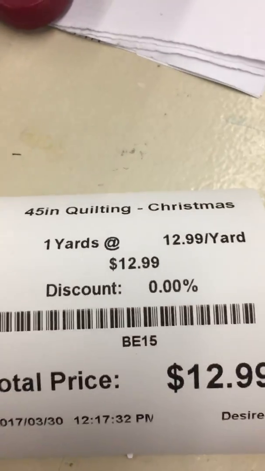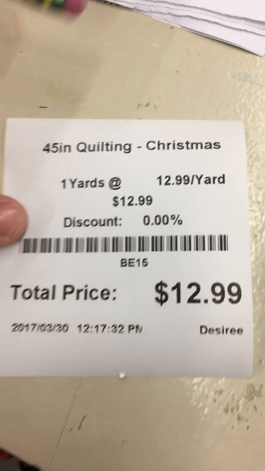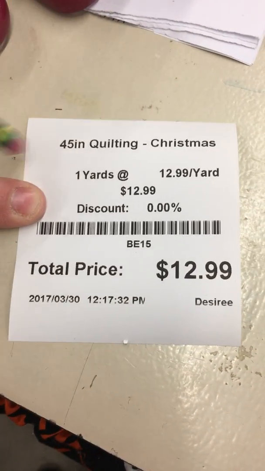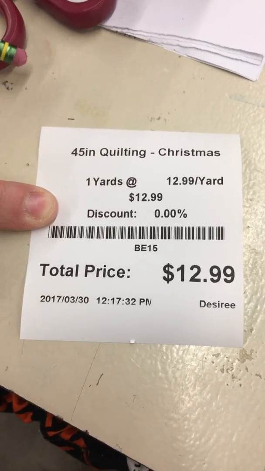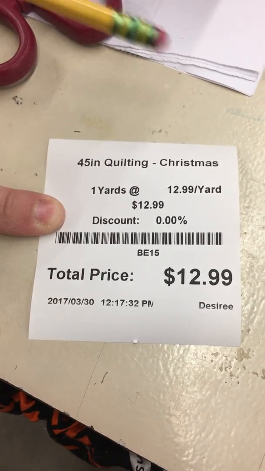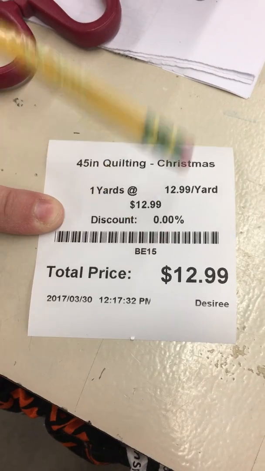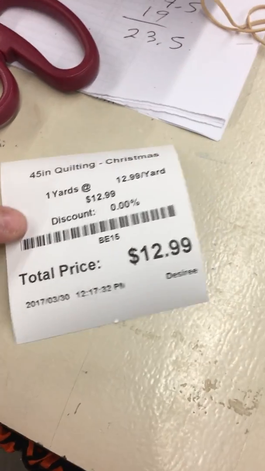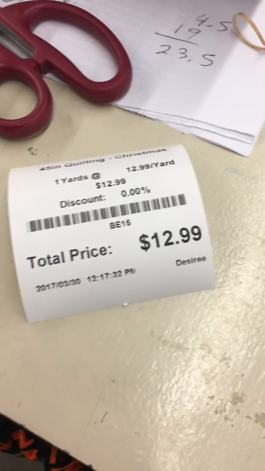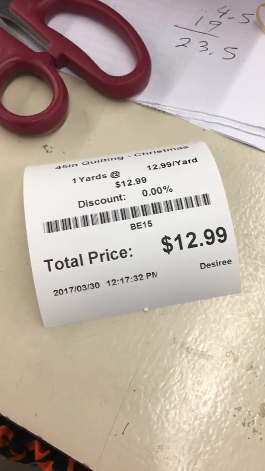So this is the label, eh? Yes. So then it breaks down, tells the customer what kind of fabric they got, how much they got, the price, the total price, if we took a discount off, because we can do that on here, the total price of the piece, and then the date, time, and who cut it. So they take that up at the front, scan it, and that'll come up $12.99, Christmas, whatever. Yep, on their receipt. Can I have that? Sure. Yeah, definitely.